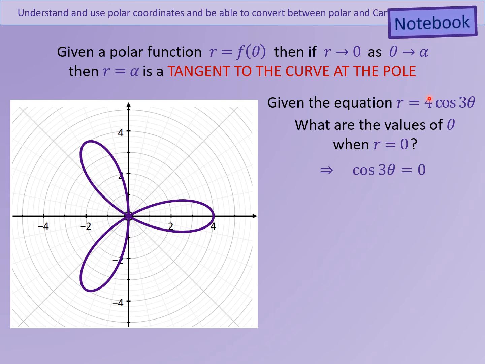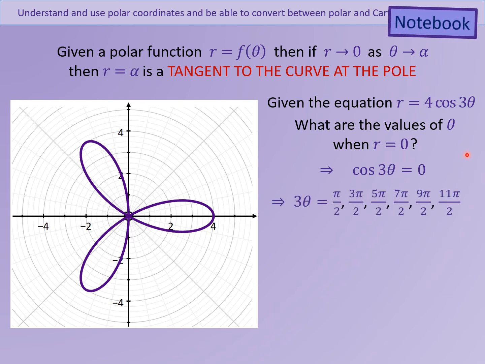So we need to find the values of theta such that r is 0. So we're going to set 4 cos 3 theta equal to 0, therefore cos 3 theta is 0. There are 6 values for this in the range theta between 0 and 2 pi, therefore 3 theta is between 0 and 6 pi. So here are the values for theta where r would be 0.